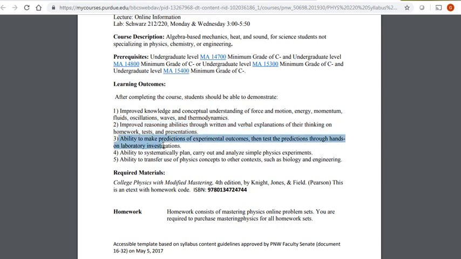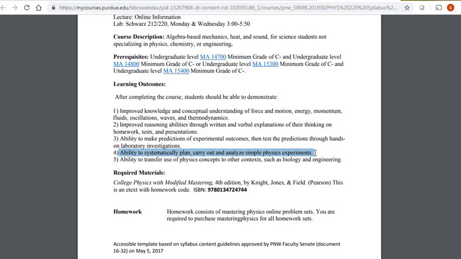Number 3, ability to make predictions of experimental outcomes. So this is definitely a lab intensive course, so that'll come out in lab. Systematically plan and carry out simple physics experiments. Now this is both in lab and doing some homework problems, and for tests too. When you're doing problems, it helps to organize your thoughts. So I think that will be part of the class that you'll get a lot out of, this sort of quantitative reasoning part. Okay, so that'll make more sense also as we go through the class.